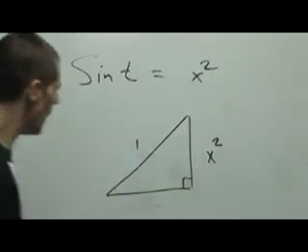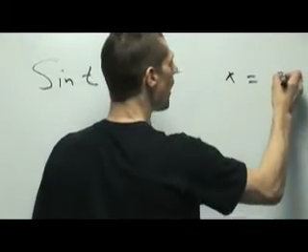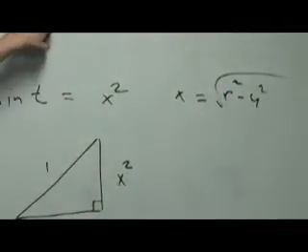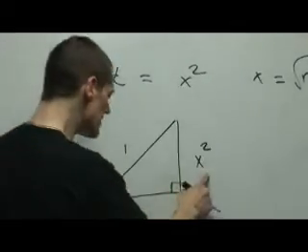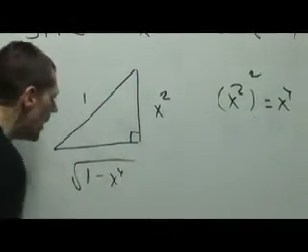This is 1. Then we know that x is equal to the square root of r squared minus y squared, plus or minus, but it's in the first quadrant, so it's plus. That'll be 1 squared minus this squared. This is the square root of 1 minus x to the 4th, which is, remember, x squared squared is x to the 4th.